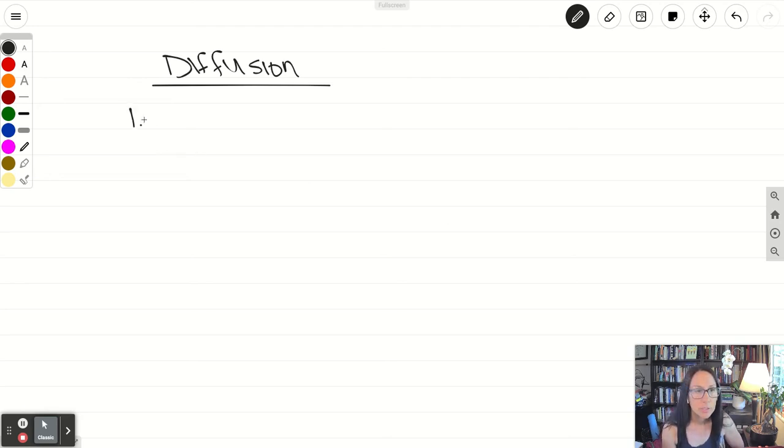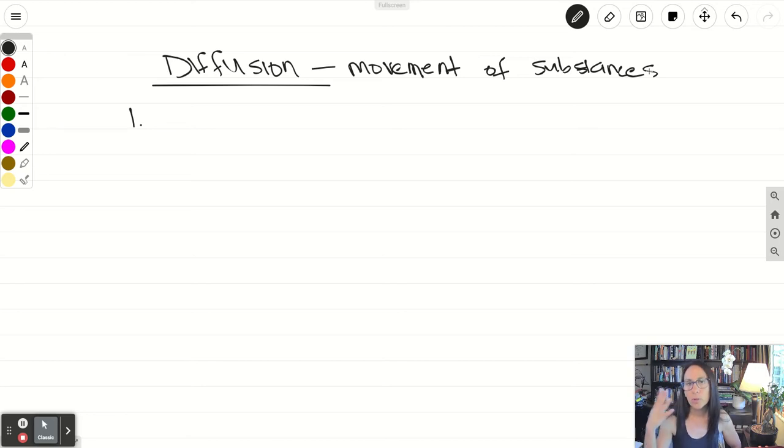So first let me just define diffusion: it is the movement of substances. And I just want you to know that substances move all the time. And we are just focusing on the movement of substances into the cell and out of the cell. Okay, so we've got two major categories. The first one is called passive diffusion.